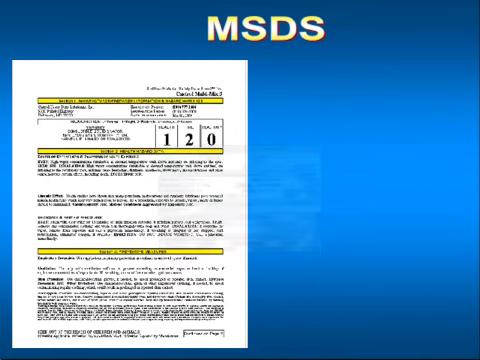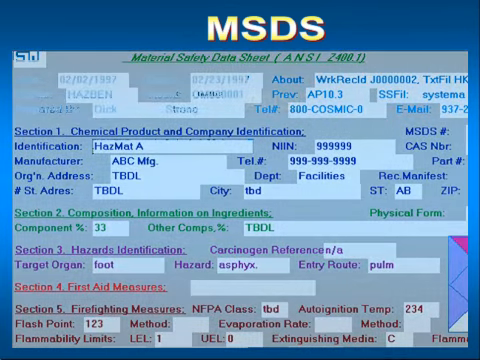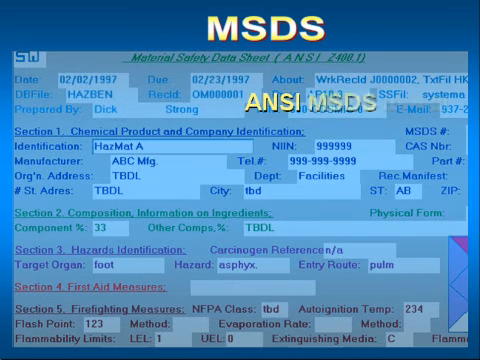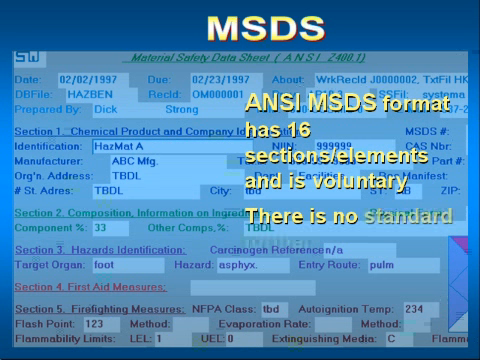Just the opposite of that is the ANSI MSDS. Under the ANSI MSDS format, there are 16 sections. This is a voluntary document that was developed by the chemical manufacturers.